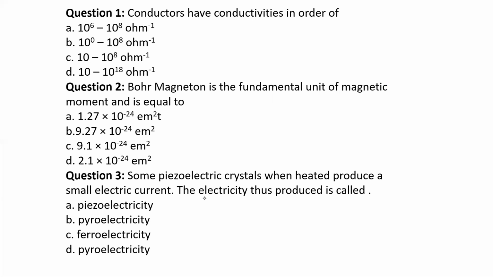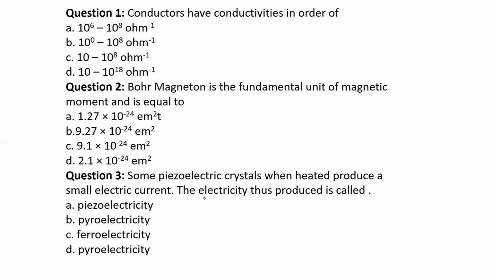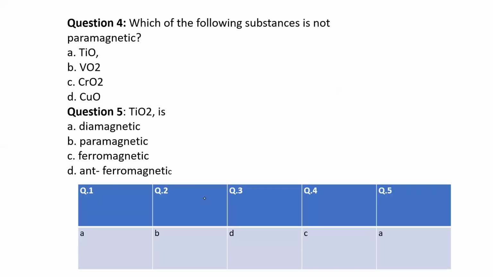Some pyroelectric crystals, when heated, produce a small electric current. This electricity is called pyroelectricity, that is the B option. Next, third question, pyroelectricity, that is the D option. So B and D are the same. So here the question has a printing mistake. It should be taken as B or D.